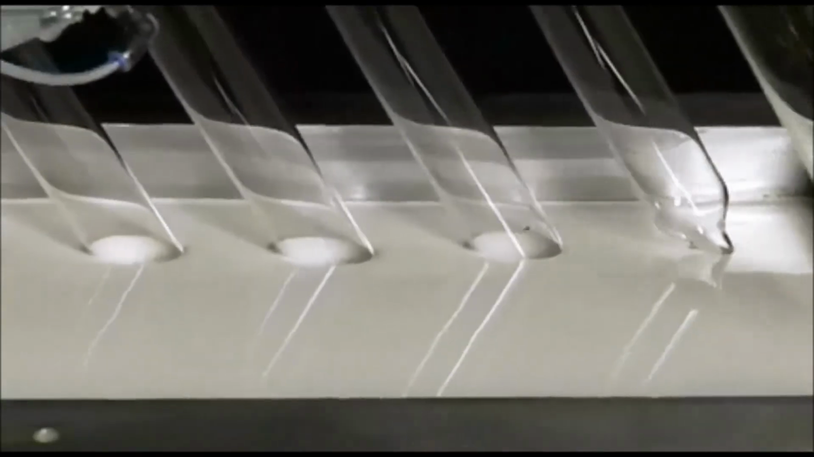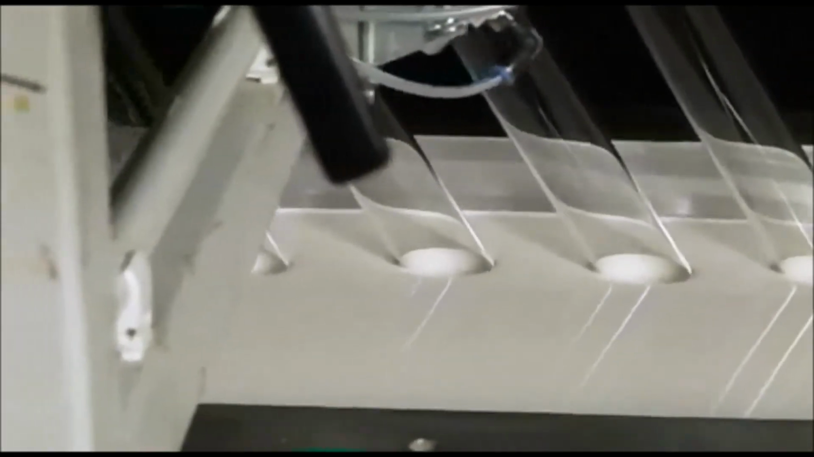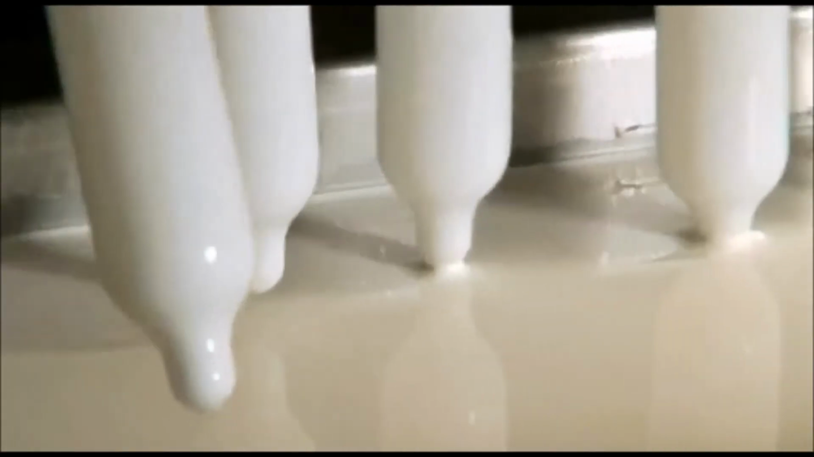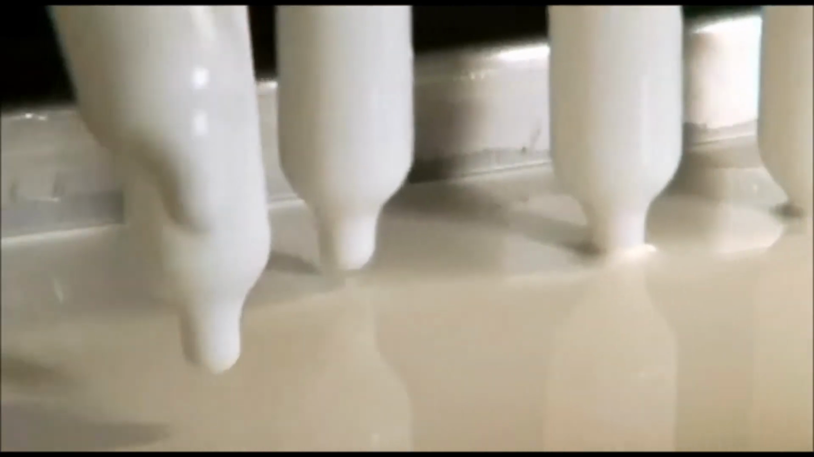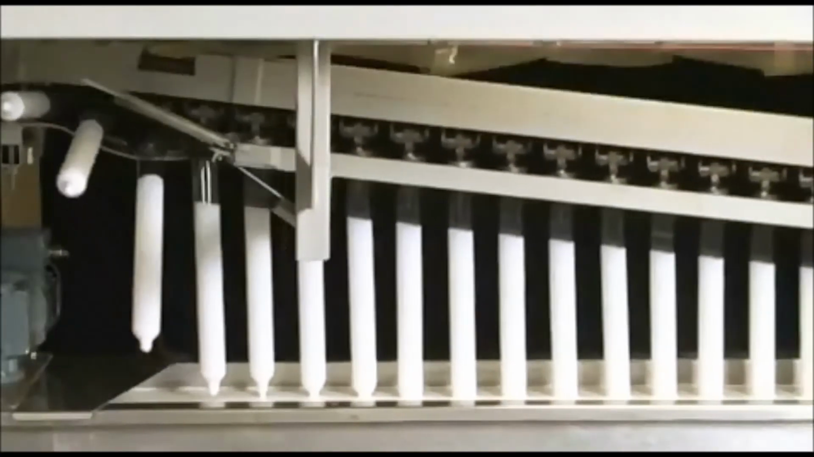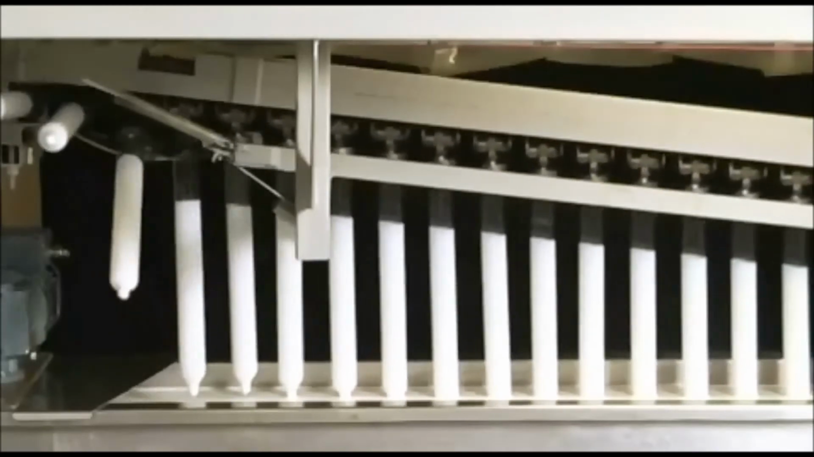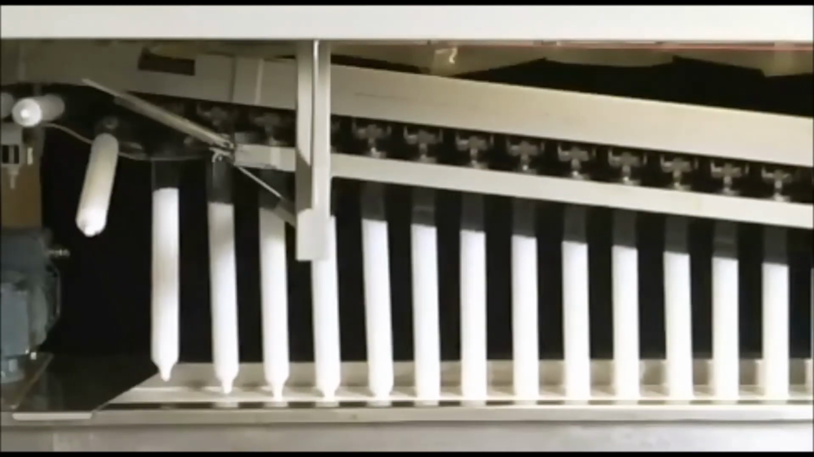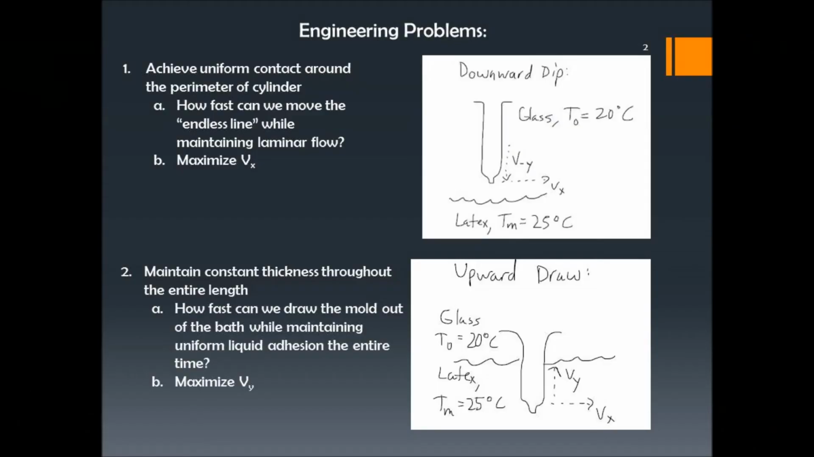Latex has a melting point right around room temperature, so there really isn't much of a temperature gradient here. And as you can see, they're slowly pulled out, and when the glass molds are pulled out, they come out with a very uniform coating of latex. And later on, they're going to go through a baking process to remove all the water and then get dipped a second time. So there are two main engineering problems associated with this process.